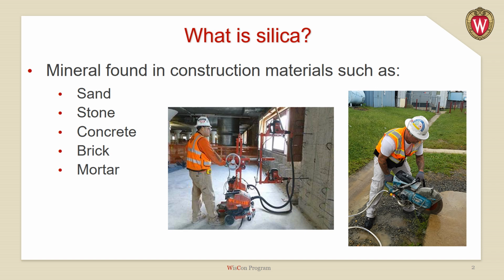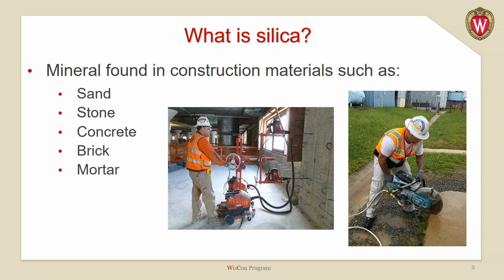First, what is silica? Silica is found in many common construction materials, including sand, stone, concrete, brick, and mortar. Silica dust is created by cutting, grinding, drilling, or crushing these materials. Respirable silica is the smallest fraction of that dust that can be breathed into the deepest parts of the lungs. When silica reaches these deep areas of the lungs, it cannot be expelled or absorbed by the body, so it can cause lung scarring, lung cancer, or other respiratory diseases.